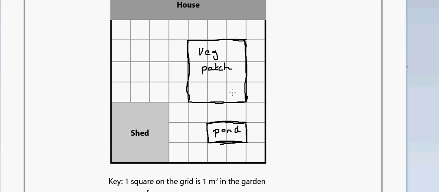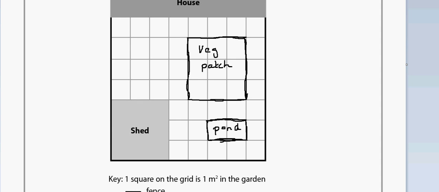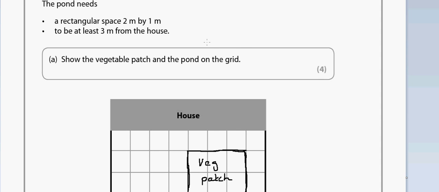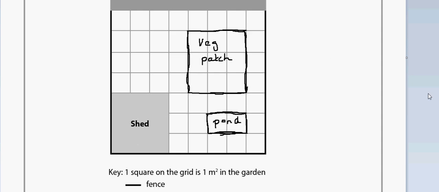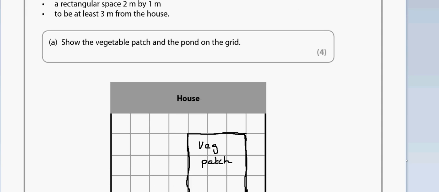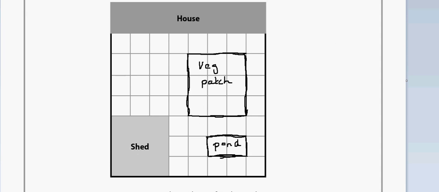Okay, so this is much more than 3 meters away from the house. It doesn't say that it has to be any distance from a fence or anything else, just from the house. So we can see that it's more than 3 meters away from the house. Now I could have moved this over a little bit, or next to the veg patch, or in this corner. Okay, so it's just as long as it obeys the rules that are set by the question. Okay, so this is not the only answer, this is an answer.